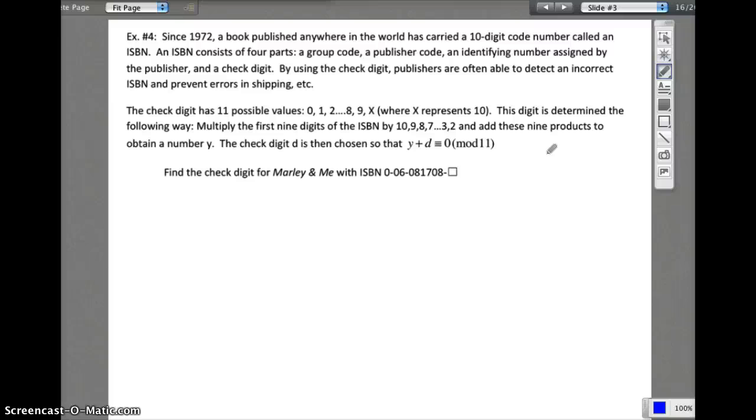So let's try this out for the book Marley and Me. So we have all of the numbers except for the check digit. We're trying to figure out what number the check digit should be. So we want to start by multiplying by 10 times the first.